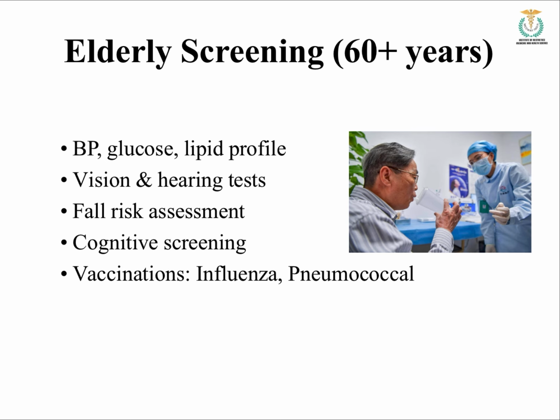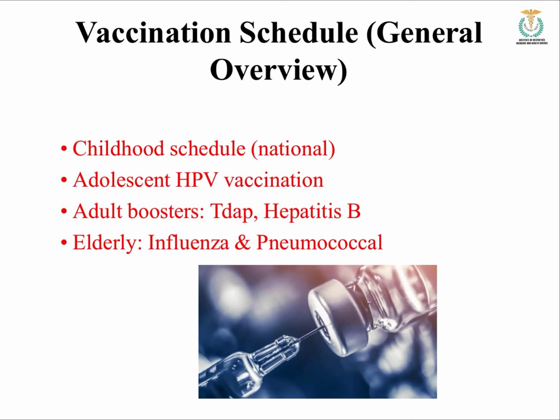Next comes the vaccination schedule, a general overview. So follow the national childhood schedule strictly. Give HPV in adolescents as recommended. Adults need Tdap boosters, hepatitis B if at risk, and influenza for at-risk groups. Elderly should receive the influenza and pneumococcal vaccines. In OPD, we update the immunization records, give the vaccines, and counsel on indications and side effects.